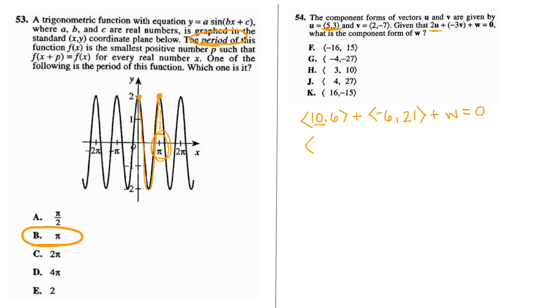Now we can add together what we need. So let's see, 10 and negative 6, that's going to give me 4. 6 and 21 is 27. And plus w equals 0. So a couple of ways you can think about it. One, we need the opposite of vector w in order to get a 0. So what's the opposite of 4, 27? That's negative 4 and negative 27. So that is answer choice G.